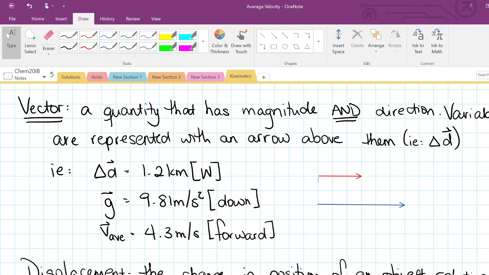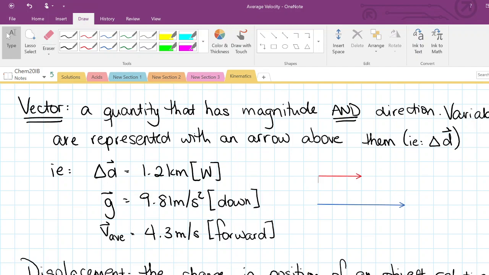The other thing too is that here I'm using delta d, but I've placed an arrow on top of it. That arrow that I've placed on top of the variable is representative of a vector quantity. So whenever you see a little arrow on top of your variable, you know that you're dealing with something that has a magnitude and a direction. In this case, we don't call this distance anymore. We actually call this displacement. We'll define that for you momentarily.